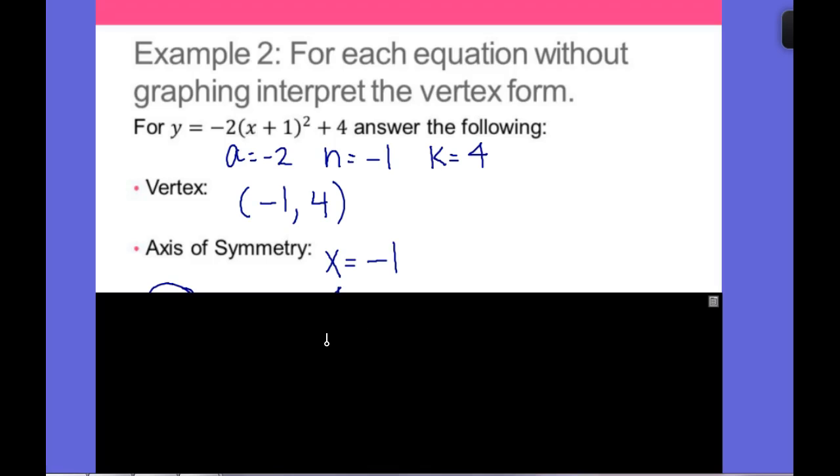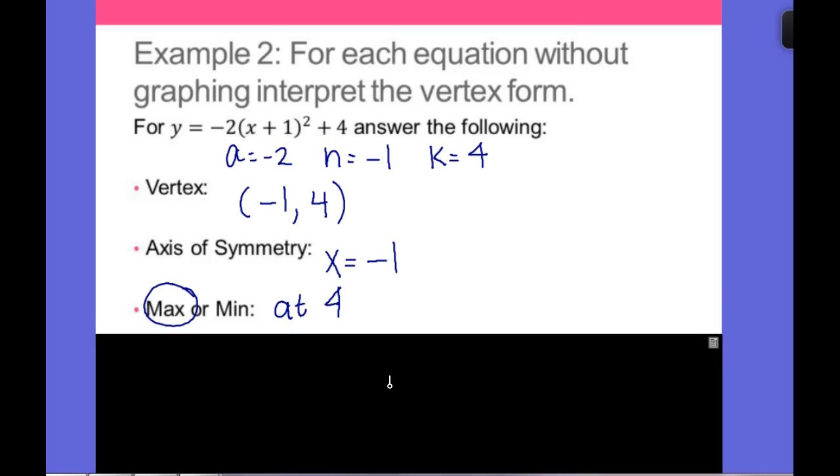And then I need to determine, do I have a min or a max? So since A is negative, my graph is reflected. So a reflected graph will open down like a frown. Therefore, I have a max. And my max is at K, which is 4.